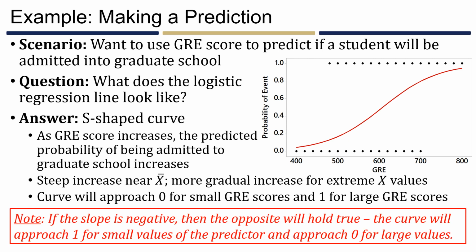I also want to point out here that in this logistic regression, we had a positive slope. If we run a logistic regression and we see a negative slope, then the opposite is going to hold. The curve is going to approach 1 for small values of the predictor, and we're going to have predicted probabilities close to 0 for larger values of the predictor.